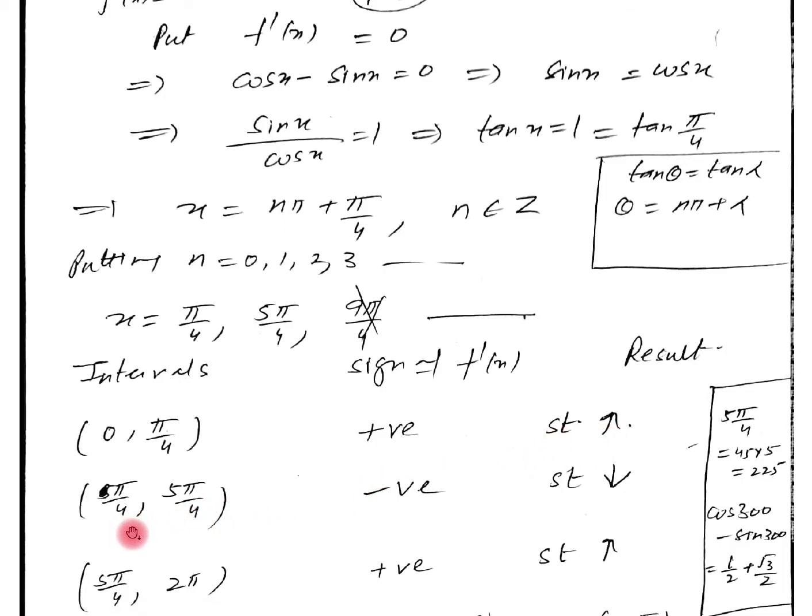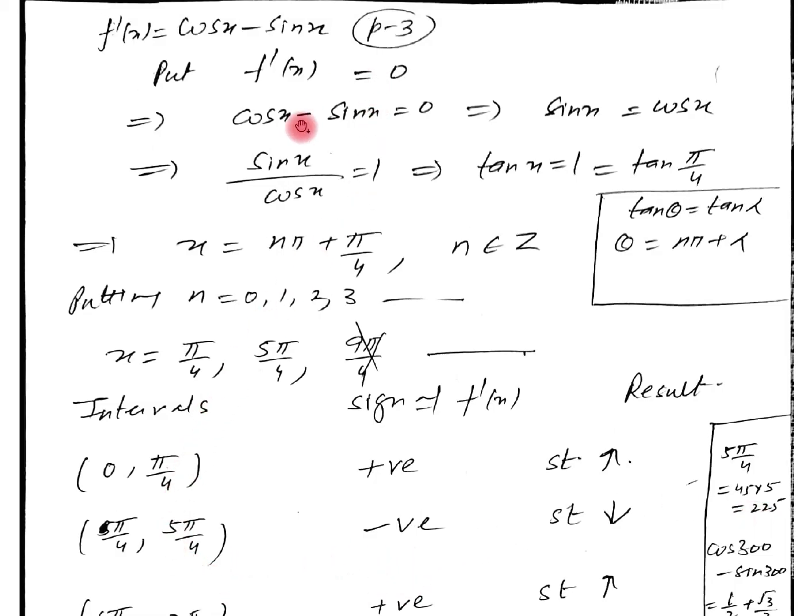Similarly, in the interval 45 to 225, again I can choose any value. I am choosing 90 degree. When I am putting x equal to 90 degree, it becomes cos 90 minus sin 90, that is 0 minus 1. It means it is negative. So our function is strictly decreasing.